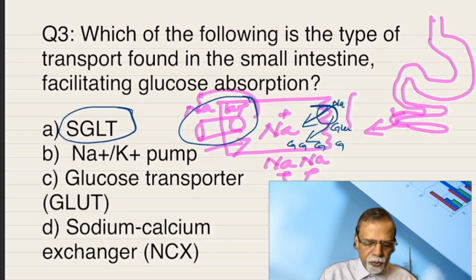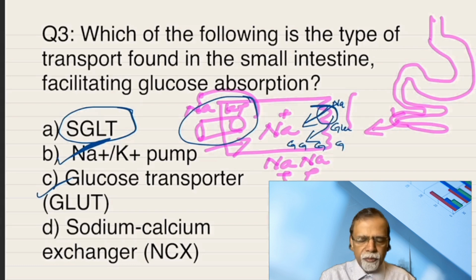We have already said that the sodium pump is a primary active pump. The glucose transporter GLUT is part of facilitated diffusion. No energy is required for that, which we have discussed previously.